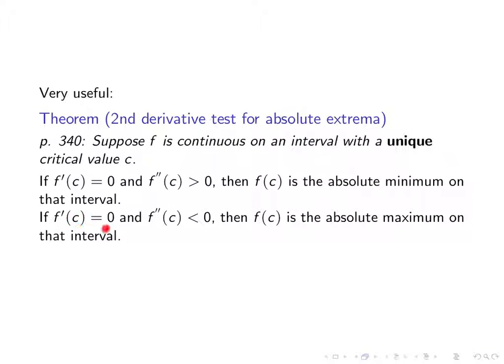If f prime of c is 0 and f double prime of c is less than 0, then f of c is the absolute max for that interval. In this statement, we only cover the case where there's a unique, that means one and only one, critical value in the interval. You should have in mind a picture like this.